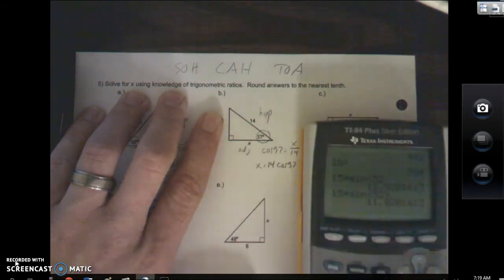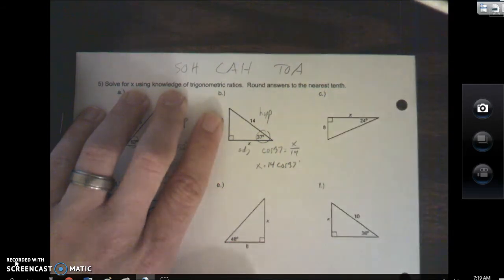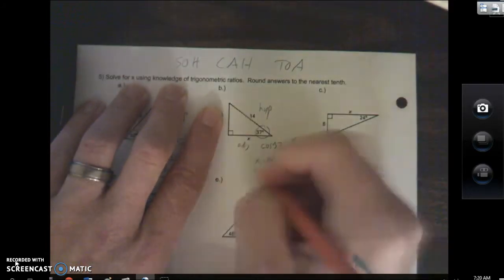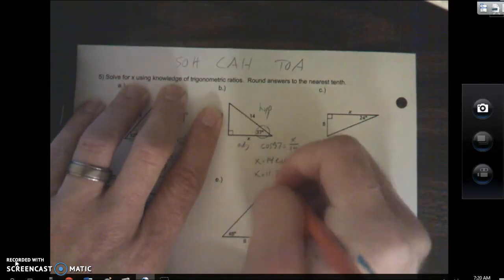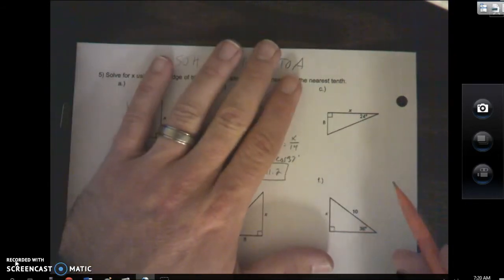Okay. So again, here I'm just doing 14 times cosine 37. That's 11.18, so I'm going to round that to 11.2. Okay, so 11.2. Good.